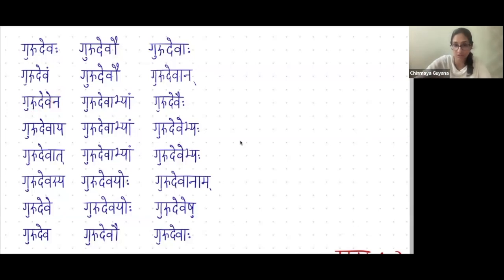But there is also a the, which is a blocking letter. So therefore, even though there's a ra, the na remains unchanged. Gurudeve na, not Gurudeve ra. Okay, so you can fix that if you got it wrong.